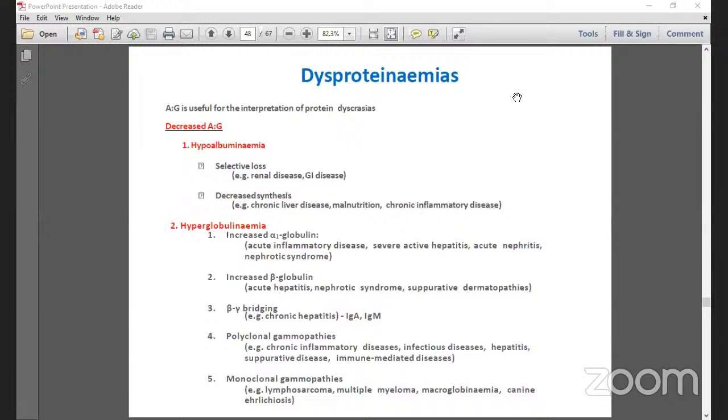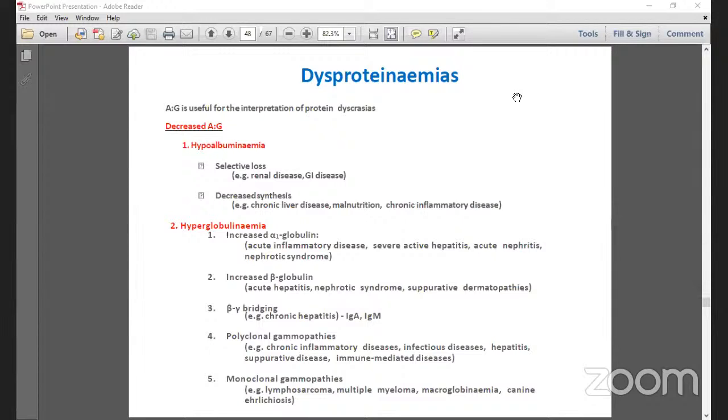Low albumin is also due to decreased synthesis. As we understand, the liver is responsible for producing the protein. So when the liver is affected by infection or cancer, there will be chronic liver disease, and fewer proteins will be produced. The same goes with malnutrition. When the animal has a long starvation, not having enough food and enough protein, there will be less protein. The same goes with chronic inflammation.